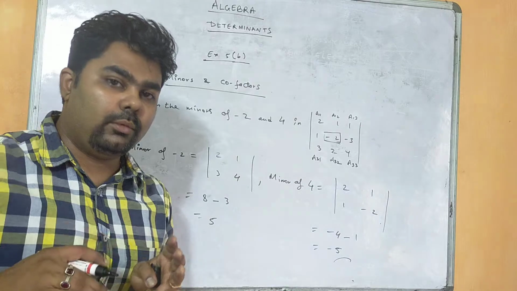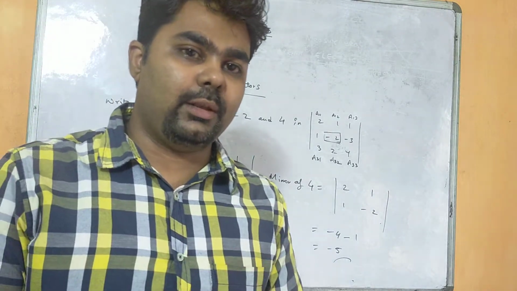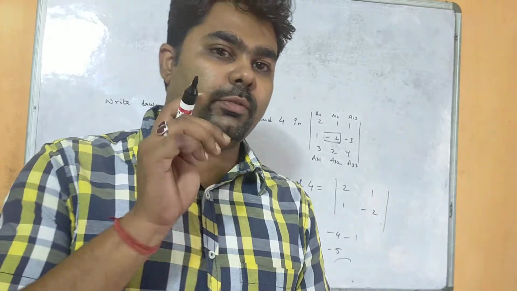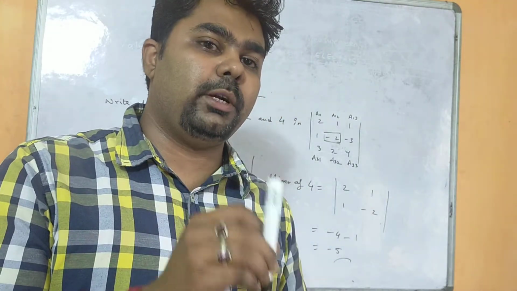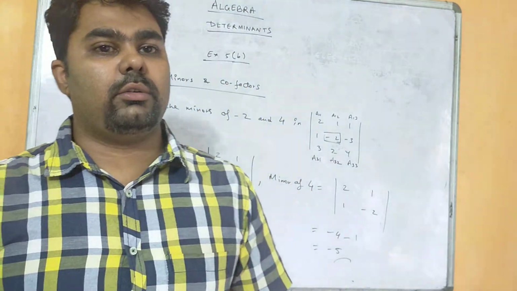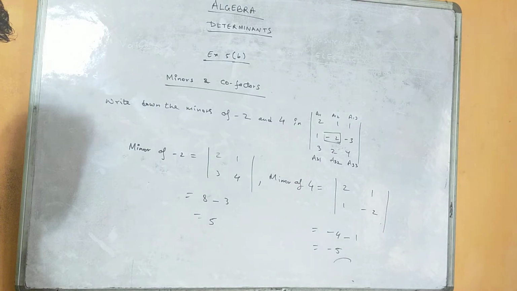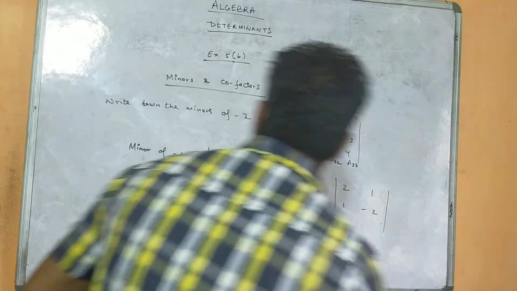So we'll find minors in this way. Whenever it is said to find the minor of this element or that element, you will hide the corresponding row and corresponding column, and whatever elements are left, you just cross multiply. Likewise, we will get the answer for this type of question.